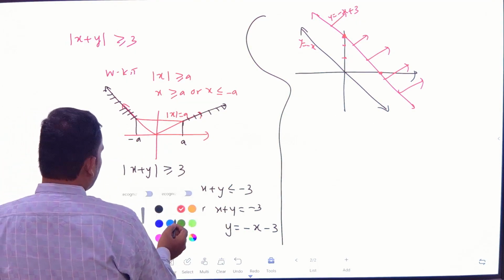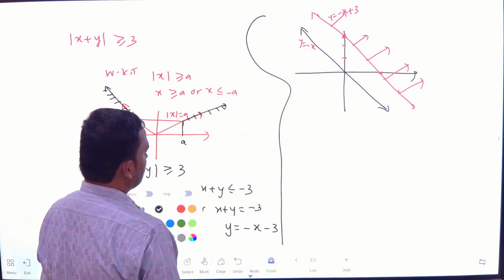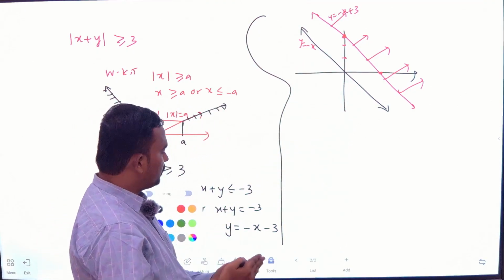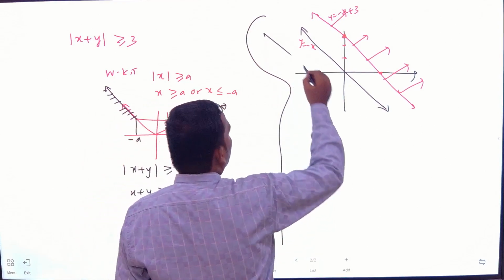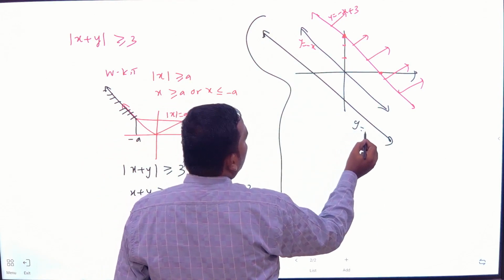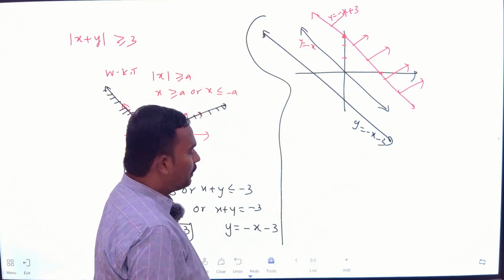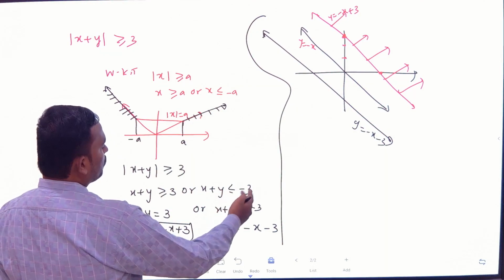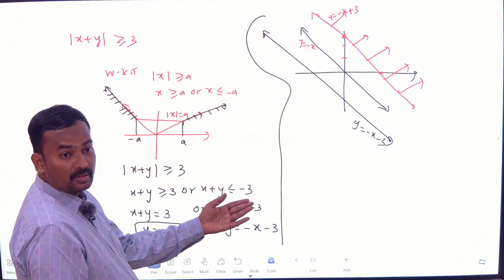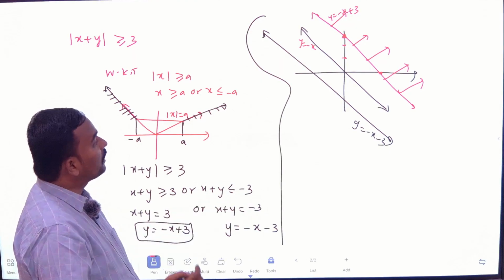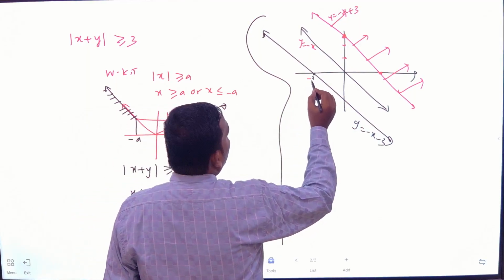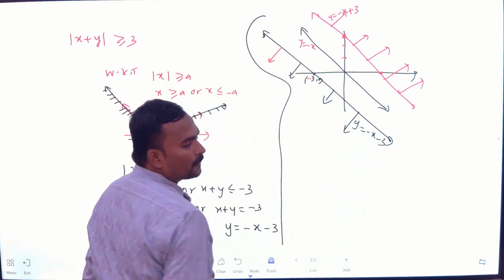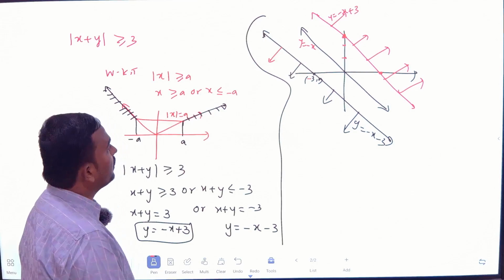And then the second one, y is equal to minus x minus 3. You know the y is equal to minus x graph; just shift it 3 units down. This is the y is equal to minus x minus 3 graph. It is the same as x plus y equal to minus 3, so x plus y is less than or equal to minus 3. That means you have to take the region less than minus 3. This point is minus 3 comma 0, so you take this region, including the line itself.